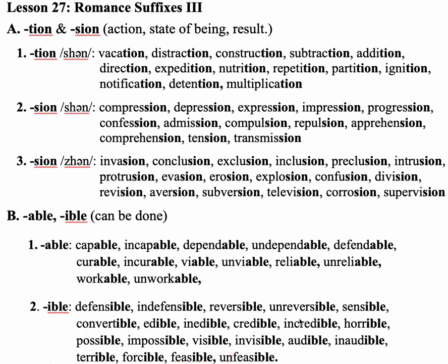All right, thank you for bearing with me. That was one of our longer lessons, and I kind of rushed it a little bit there to get done. But the main thing, remember, tion, sion is action, state of being, or result. And able and ible means it can be done. All right, now we'll go to the practice sentences with lesson 28.